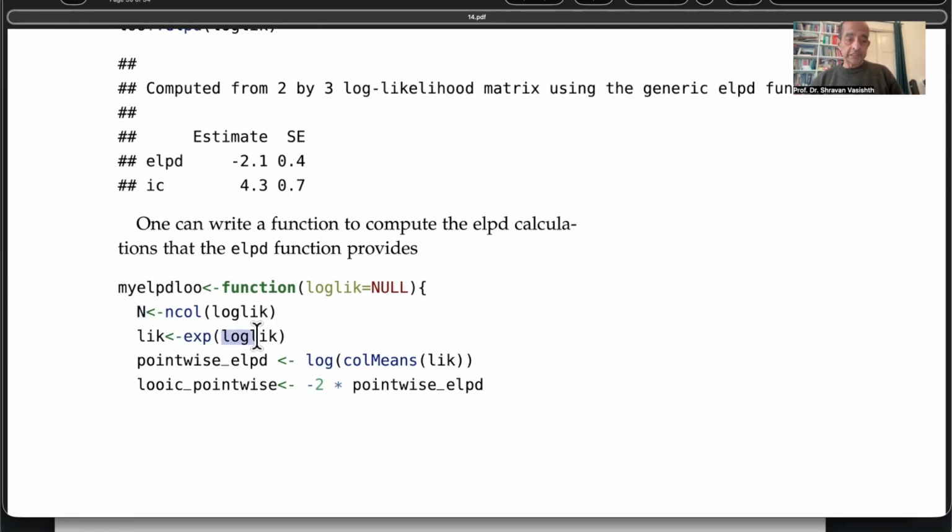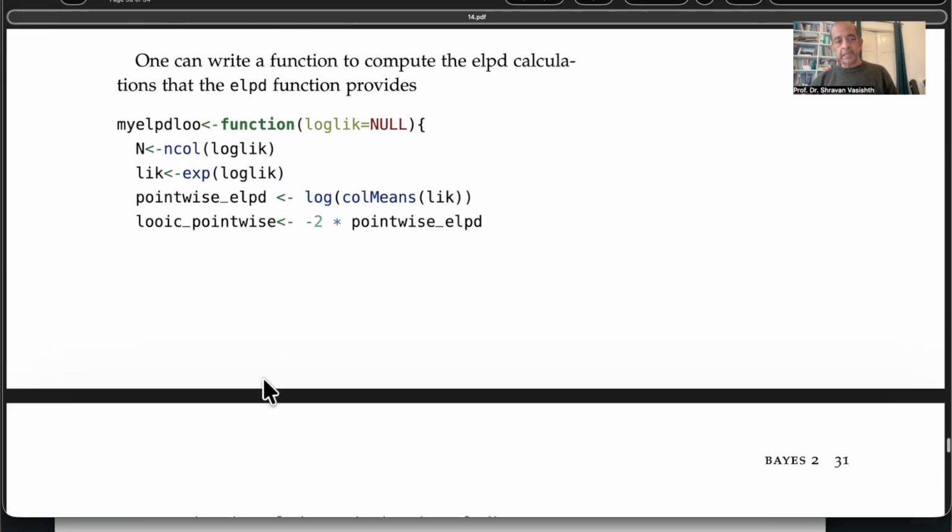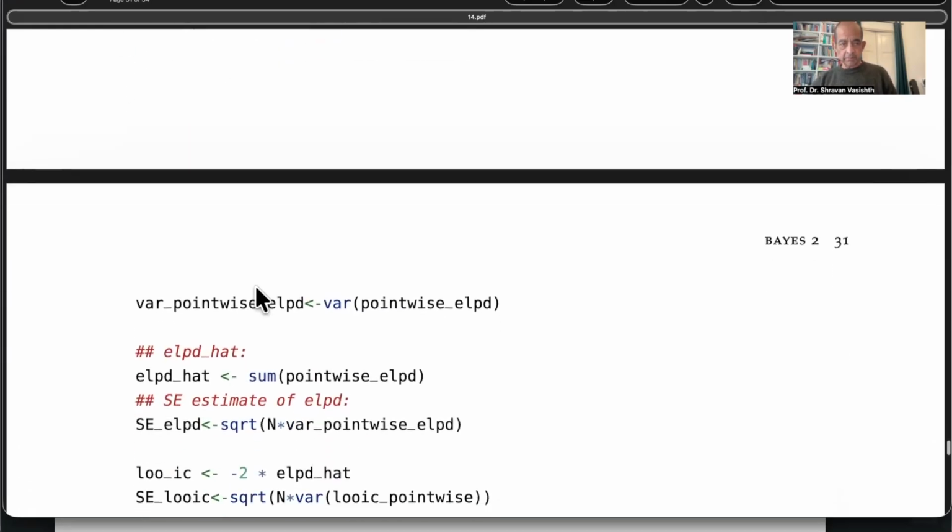Then I exponentiate that matrix so that I get the likelihoods. Then I take the column means of the matrices. It doesn't matter how big it is; 41 data points means 41 columns. So you take the column means, log them. That gives you the pointwise ELPD hats. And then the LOO information criterion is computed just like before.